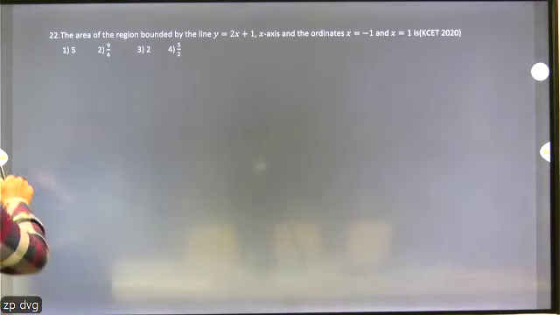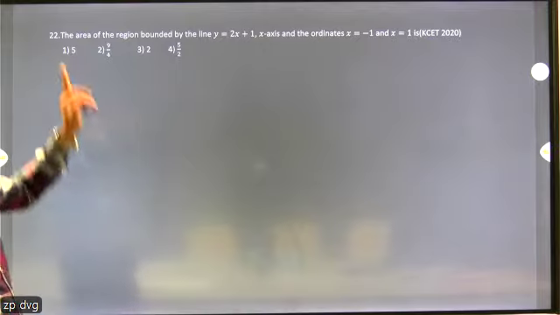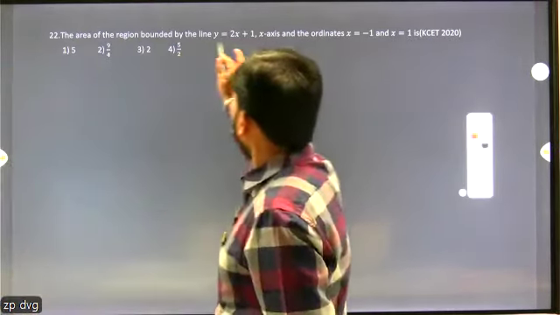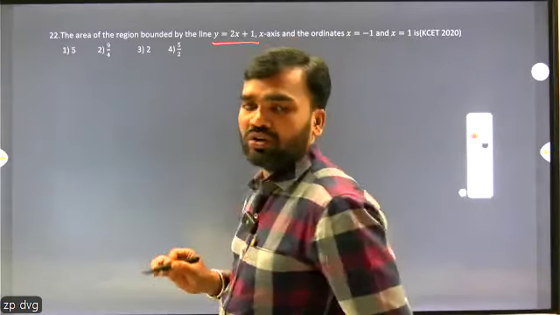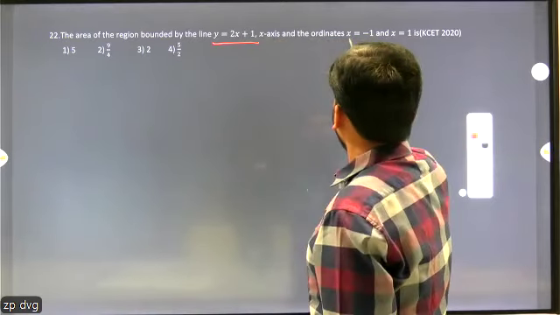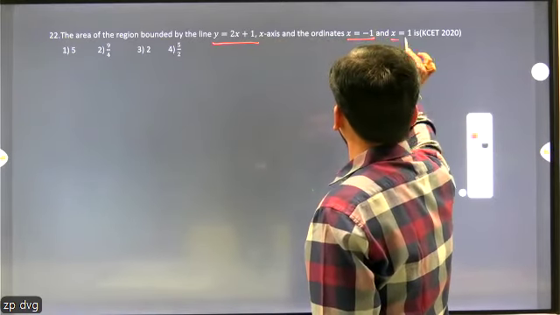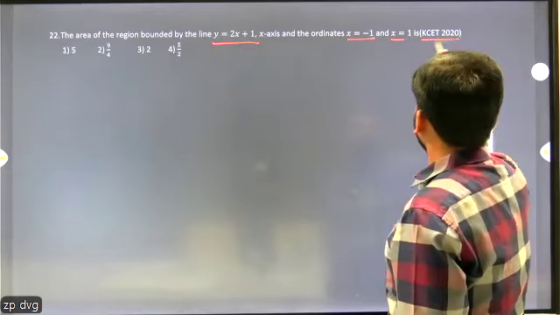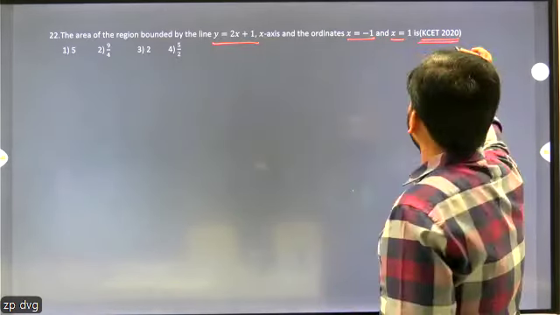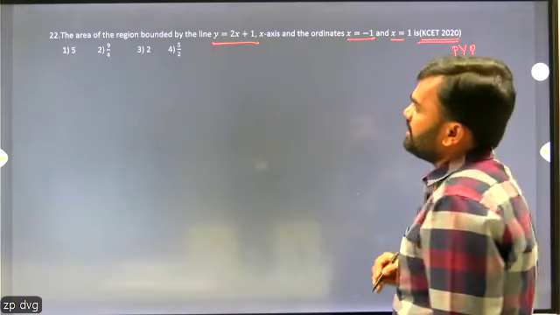Next problem is what? Area of the region bounded by the line y is equal to 2x plus 1 and the x-axis, and the coordinates x is equal to -1, x is equal to 1. This one they asked in KCET 2020. Okay na? This is a previous year question, 2020.